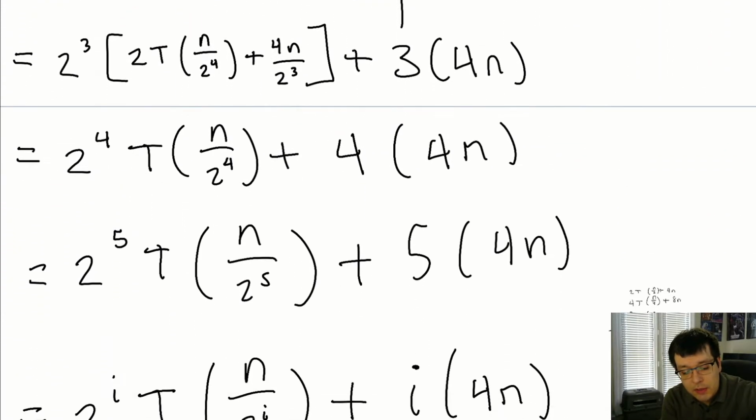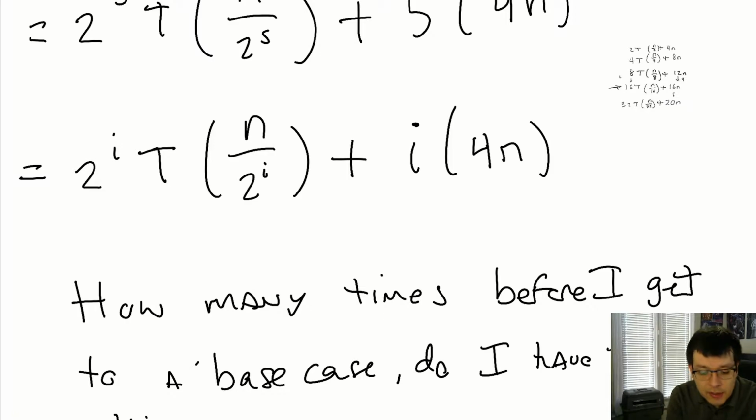And so we found that common pattern: every step that we went, step 1, step 2, step 3, where each step is an i, it's basically 2 to the i times this recursive function t of n divided by 2 to the i, plus i times 4n, right? And so if we're in the 5th step of this, i is equal to 5.